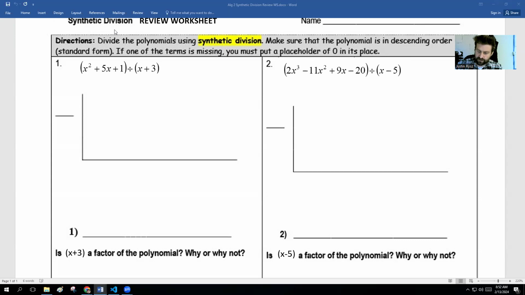Here's Mr. Riz, and I'm helping you guys walk through the synthetic division review worksheet. Your quiz that you will take will be very, very similar to this. Basically, the same thing, just with different numbers. So let's go through this.